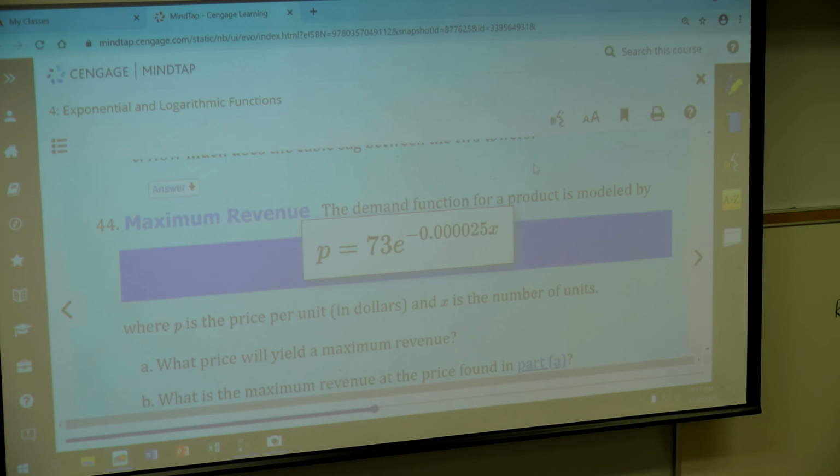We are plugging in 40,555.55 for x because I know the maximum revenue happens at that value of x, so what should the price be? $26.48. How much? $26.48.